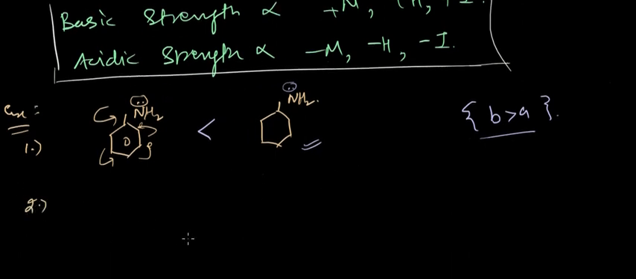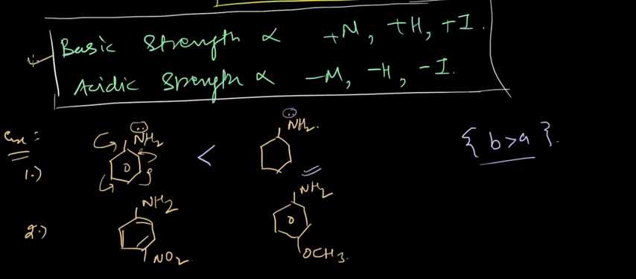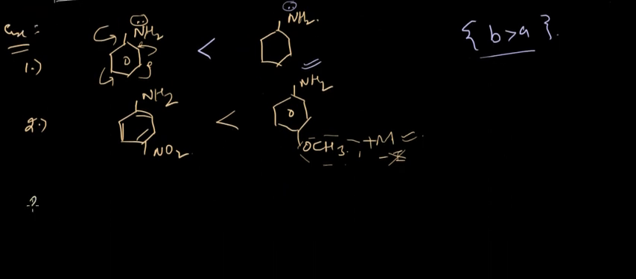Let's look into this example where we have an NO2 group attached. And second part is NH2 and OCH3 group here. So as I said, plus M, plus H, plus I is directly proportional to, will actually increase the basic strength. And in this case, plus M group is attached. Howsoever, it is plus minus I also, but who cares? Plus M is given higher priority, or resonance is given higher priority than hyperconjugation effect, than inductive effect. So plus M is at higher priority. Hence, B is more basic in this case.